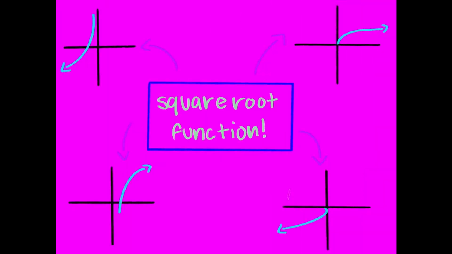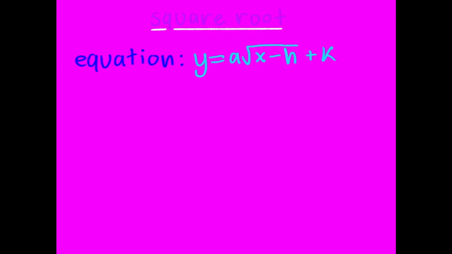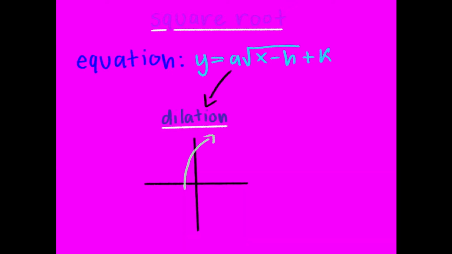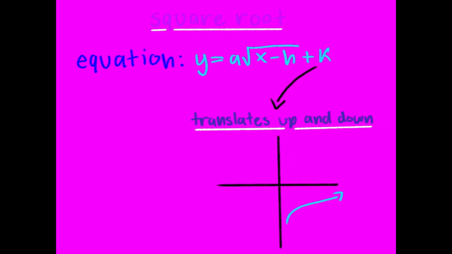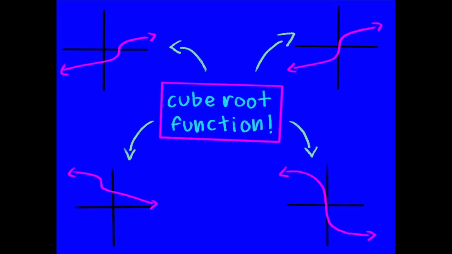The third function is the square root. The equation for square root is y equals a square root x minus h plus k. The variable a is used to dilate the square root. The variable h moves the function from left to right, and finally, the k variable moves the function up and down.